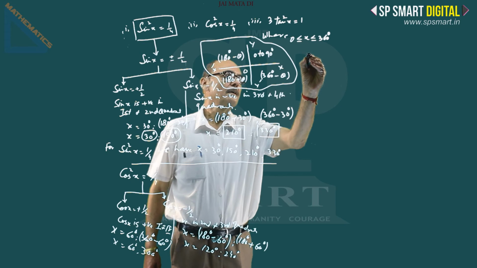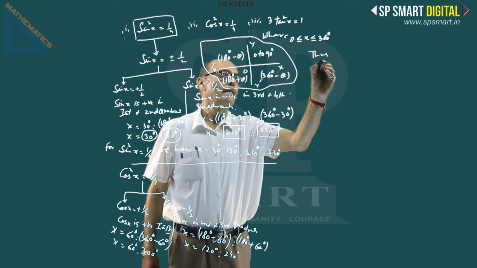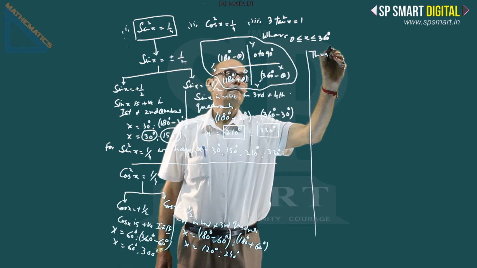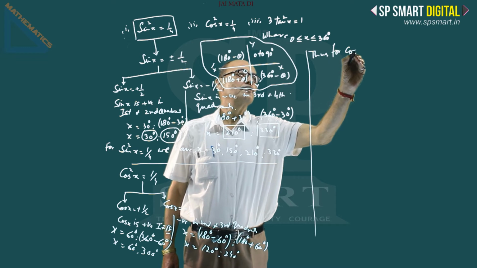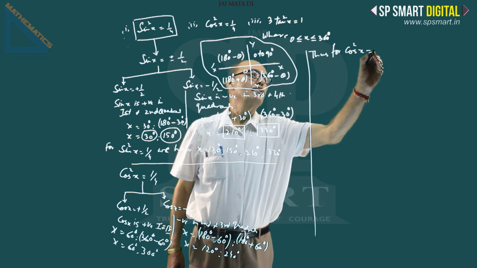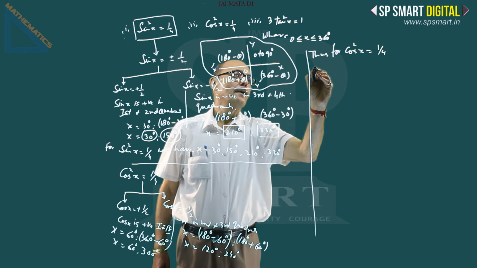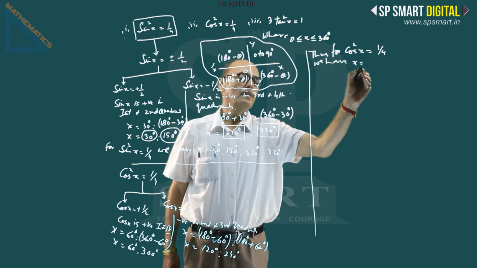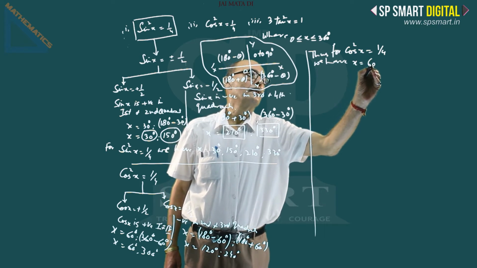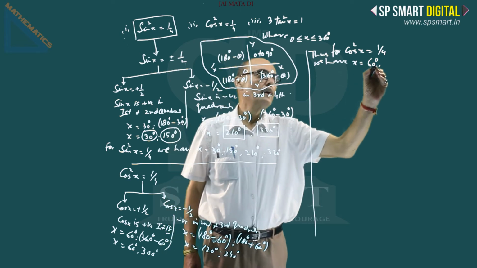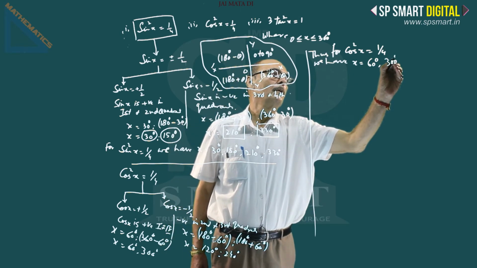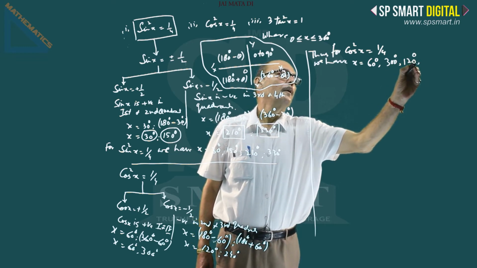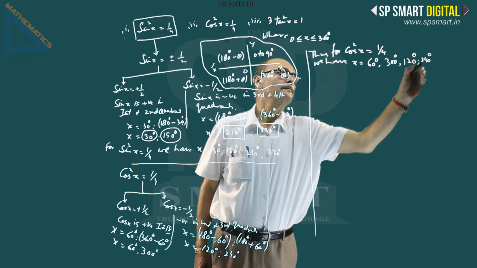So, thus for cos square x equal to 1 by 4, we have x equal to 60 degrees, 300 degrees, 120 degrees and 240 degrees.